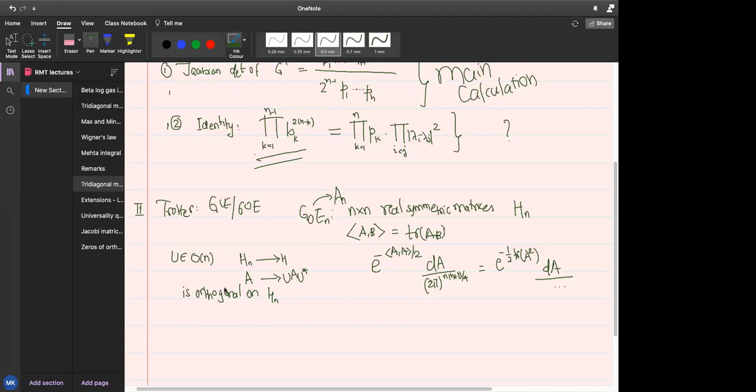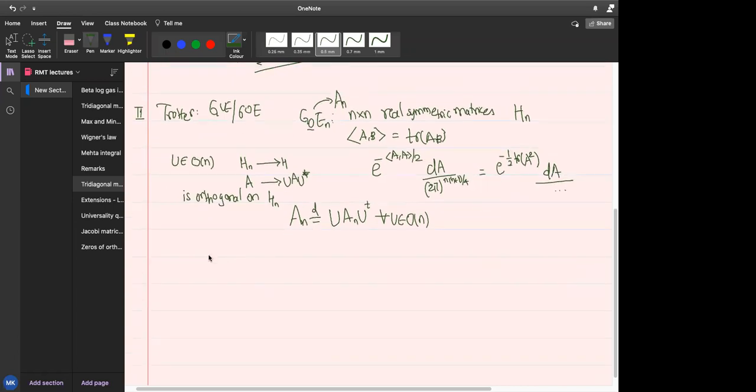So what that means, sorry, I use the same A. So this means A_N, the GOE matrix, has the same distribution as U A_N U transpose, for all U in the orthogonal group. So this is the orthogonal invariance, because of which it is called the Gaussian orthogonal ensemble. It is Gaussian and it is orthogonally invariant, so it's called a Gaussian orthogonal ensemble. And this is the main property that one needs to use.